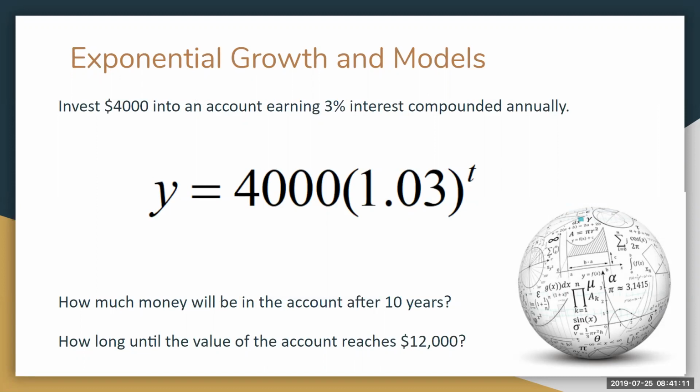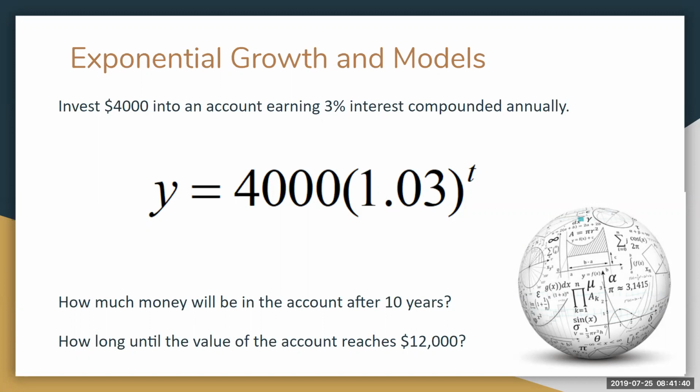And in our last section, we'll investigate exponential growth in models. Exponential growth refers to a quantity that changes by the same percentage or factor for each unit of time. Consider this example where we invest $4,000 into an account, earning 3% interest compounded annually. In the first year, you will earn 3% of $4,000, and that amount will be added to the account. In the second year, you will earn 3% not just of the original $4,000, but also the 3% that you earned last year as well.